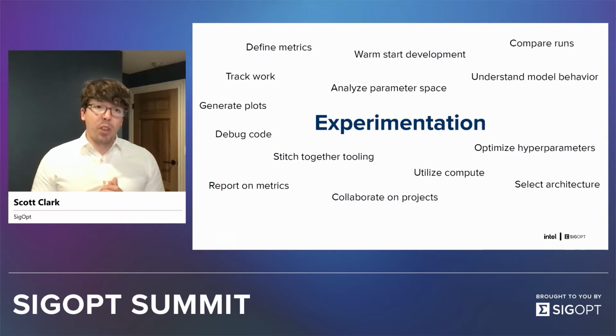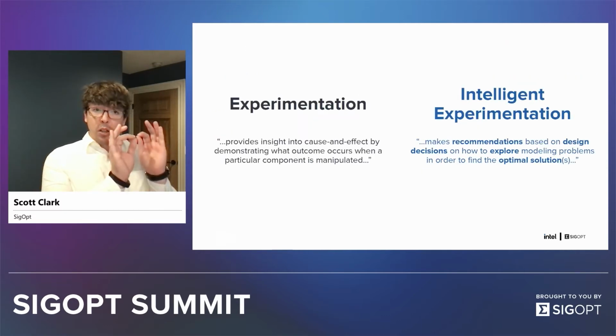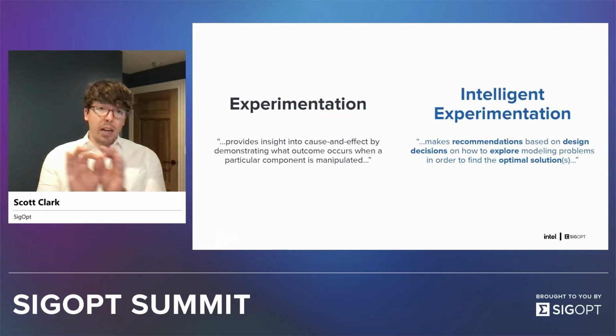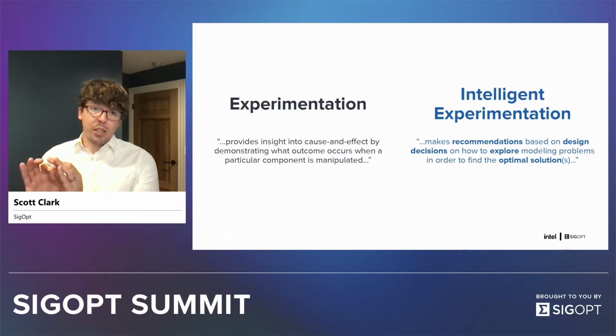There's many different things that people call this, many different ways that people are doing this. But I guarantee if you're building models today, you're doing experimentation today. But fundamentally, again, this is a relatively simple concept, and the scientific method is built upon experimentation. Fundamentally, the difference between traditional experimentation and intelligent experimentation is this.